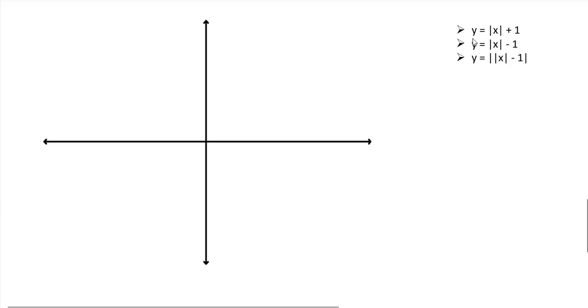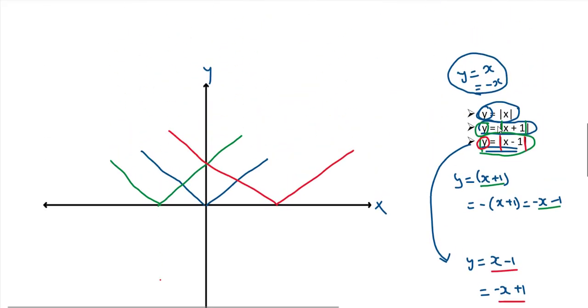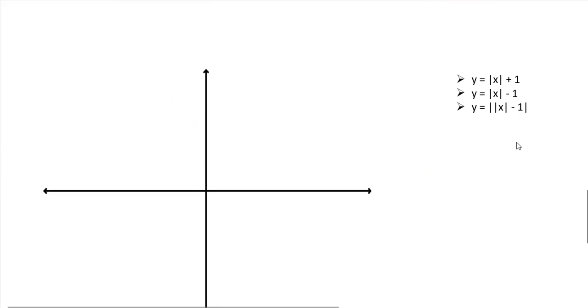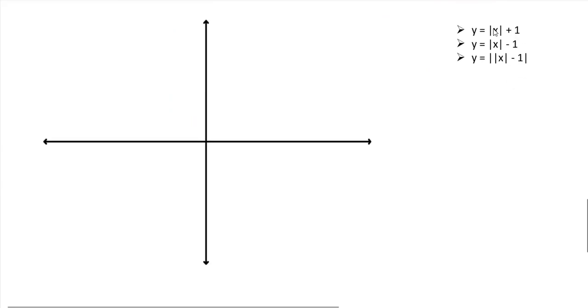So if we have this equation y equals mod of x plus 1, the difference between this equation and the above equation is that in the above equation, this entire thing was in the mod. It was mod of x plus 1. Even this 1 was within the mod. But in this case, this 1 is outside the mod. Only the variable x is within the mod.